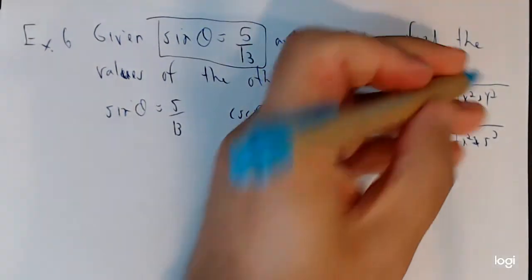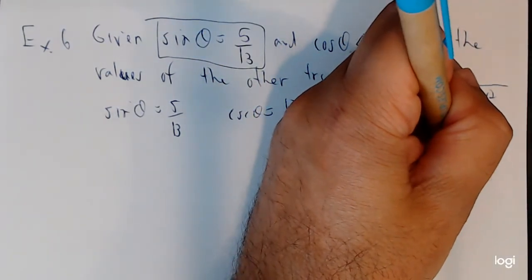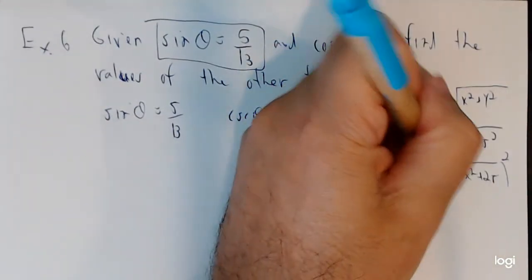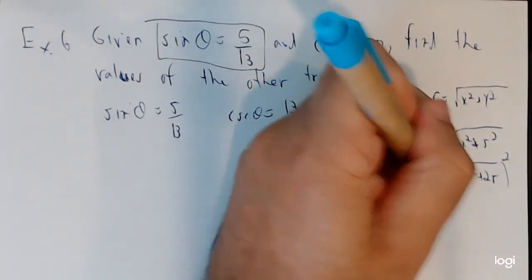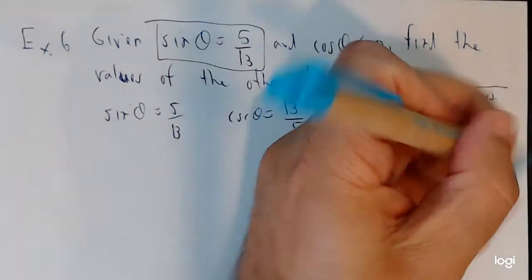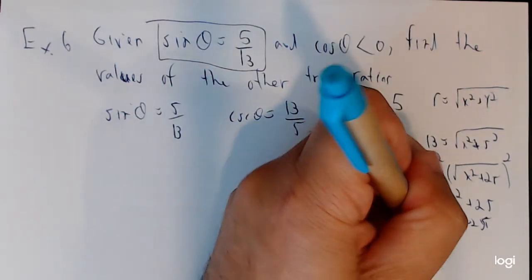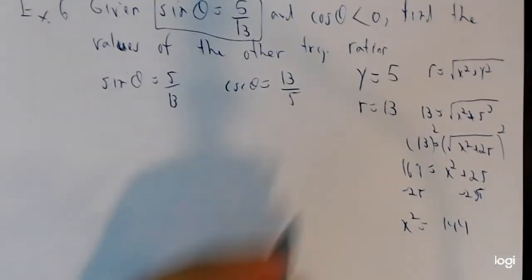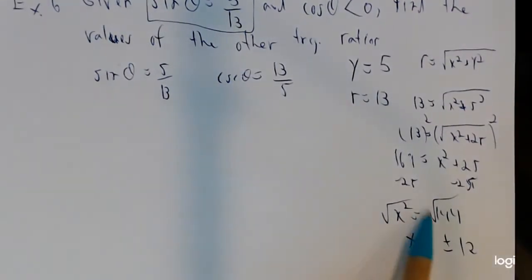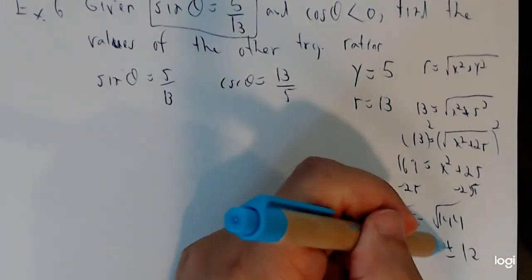So this becomes 13 equals the square root of x squared plus 25, and then if I square both sides, I get 169 equals x squared plus 25. Subtract 25 from both sides, I get x squared equals 144. And then if I square root it, I get x equals plus or minus 12. Now remember, when I square root it, I put the plus or minus 12 because x could be positive or negative.